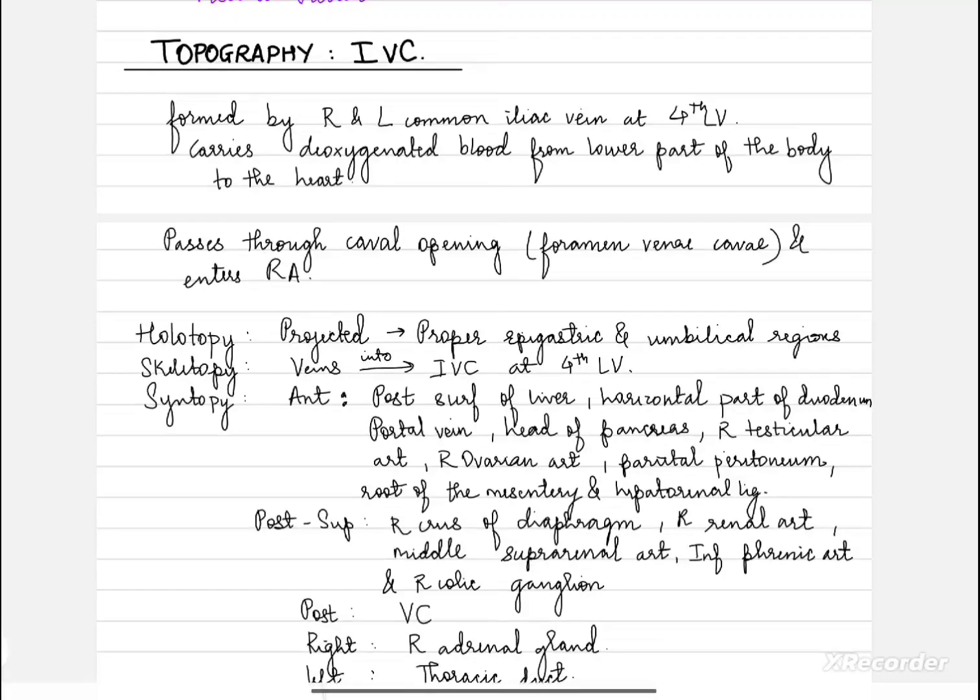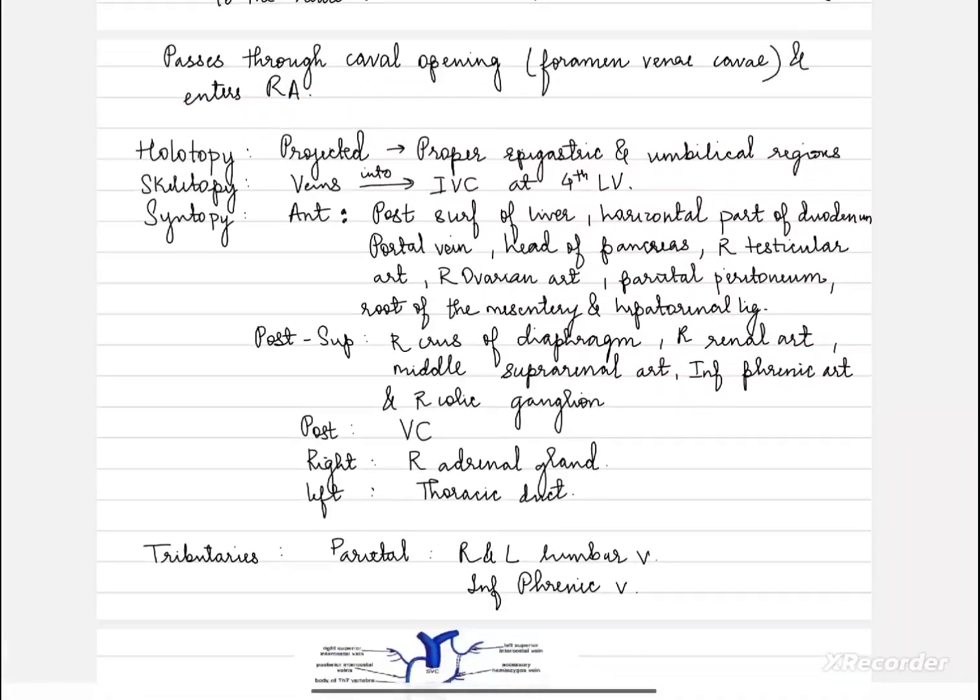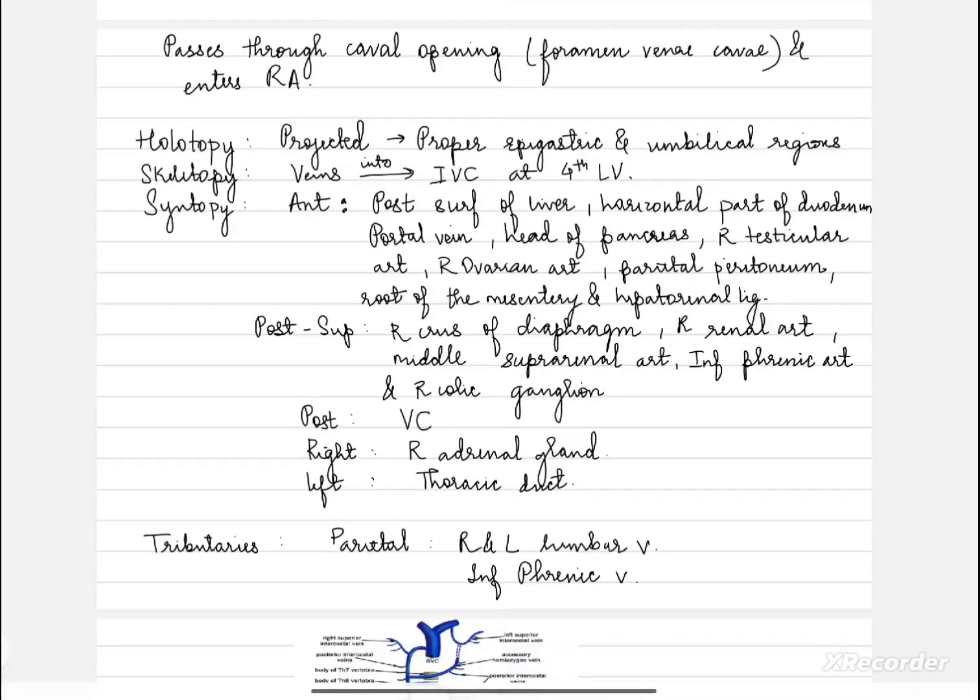Fine. Next we move on to the topography of the inferior vena cava. The inferior vena cava is formed by the right and left common iliac veins at the fourth lumbar vertebra. It carries deoxygenated blood from the lower part of the body to the heart, passes through the caval opening, the foramen venae cavae, and enters the right atrium. Holotopy is projected in the proper epigastric and umbilical region. Skeletotopy is the union of the veins into the inferior vena cava at L4.